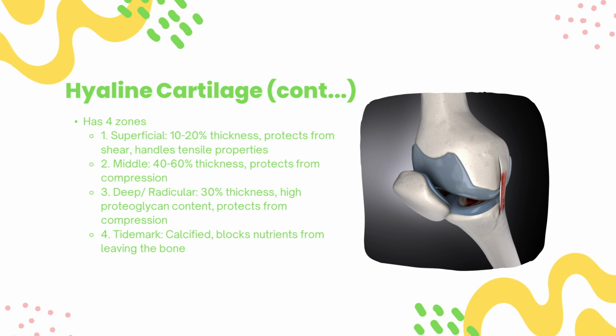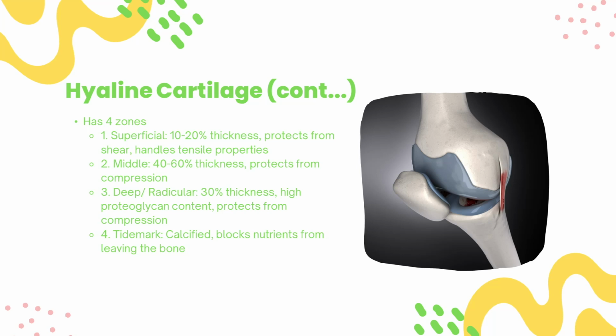And then we go into the tidemark, which is the deepest layer of the cartilage. The tidemark is the cartilage that is resting directly onto the bone, and this is calcified. So those calcium substances within the bone are blending into the cartilage here. And this blocks nutrients from leaving the bone itself. As we know, our bones have a lot of vascular tissue where our cartilage does not.